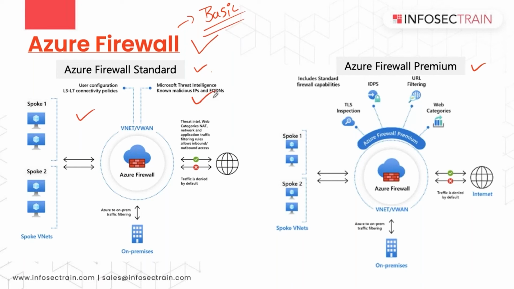So with threat intelligence based filtering, it can alert and deny traffic from or to known malicious IP addresses and domains, which are updated in real time to protect against new and emerging threats. Now, I hope all of you are familiar with terms like threat intelligence, right? So, in simple layman terms, for those people who are not familiar with threat intelligence, what is that? That is simply a kind of intelligence.